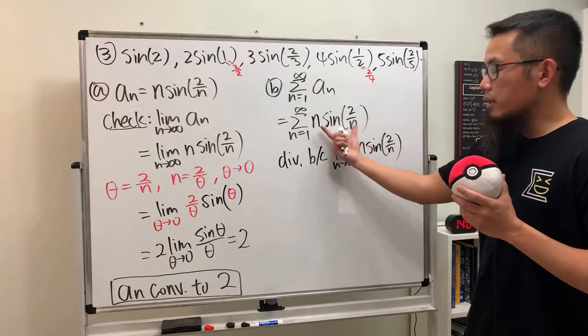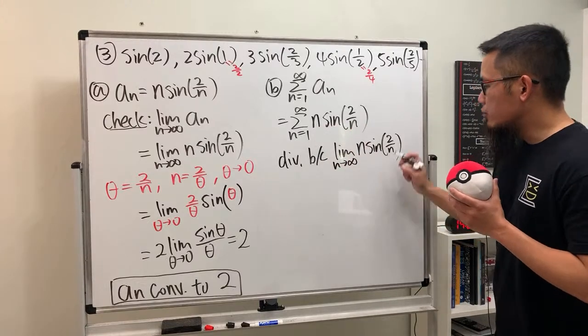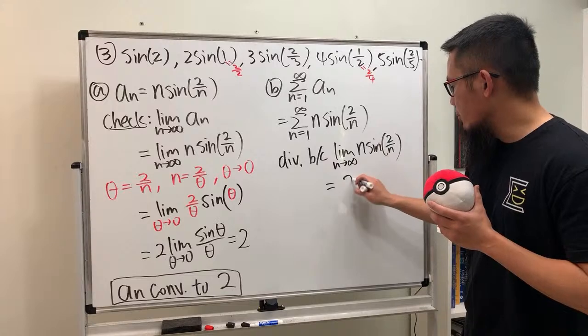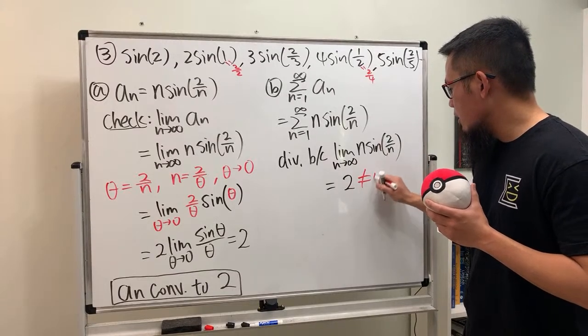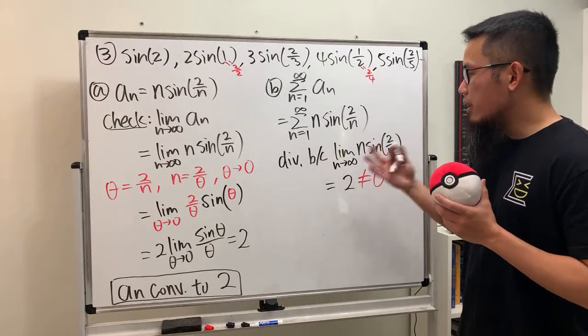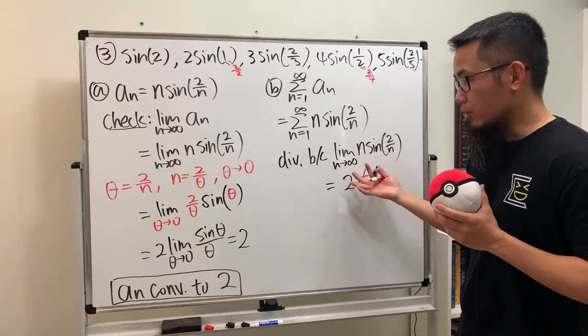Right? You do a limit of this part, right? You put this down and you show that this right here is equal to 2. And again, 2 is not equal to 0. Therefore, you can draw the conclusion.